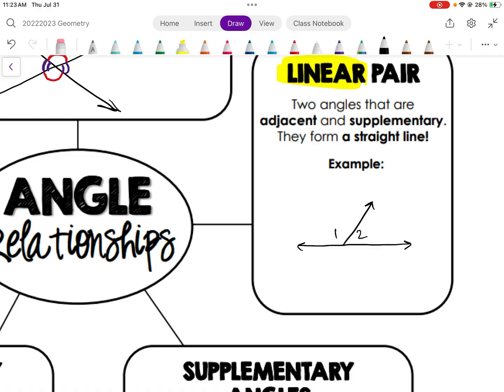Okay. 1 and 2 form a straight line if you put them together. The angles do. So if you were to measure 1 and 2 together on a protractor, it's going to go all the way from 0 to 180. That is a straight line. It's a linear pair. They are also supplementary. We could also say they're adjacent because they're right next to each other, angle 1 and angle 2.